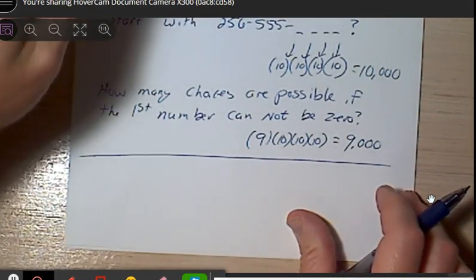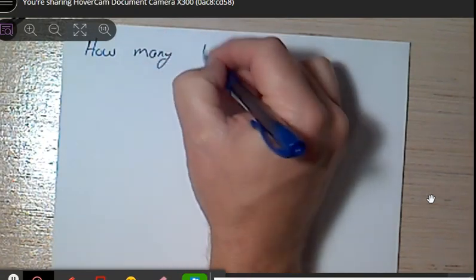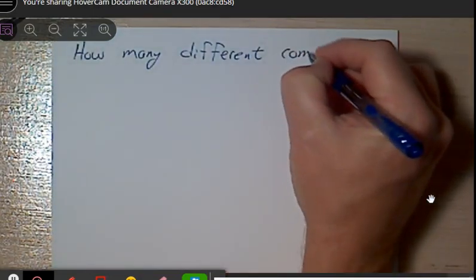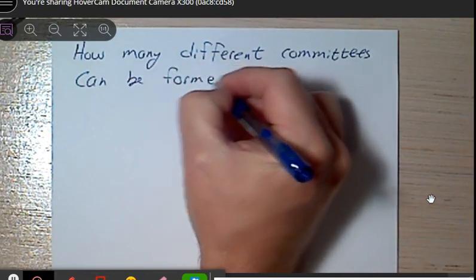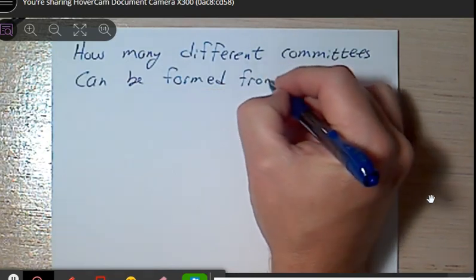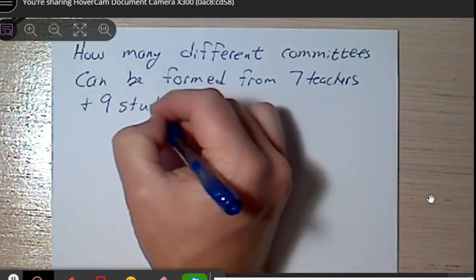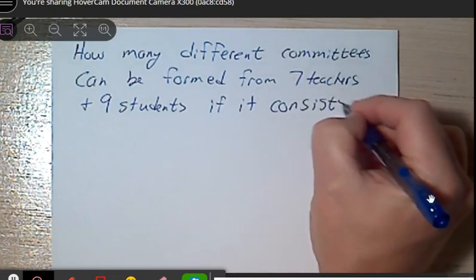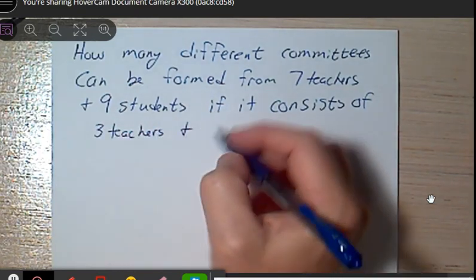Actually, we'll just start this on the next page here. We'll say it this way: how many different committees can be formed from 7 teachers and 9 students if it consists of 3 teachers and 4 students?